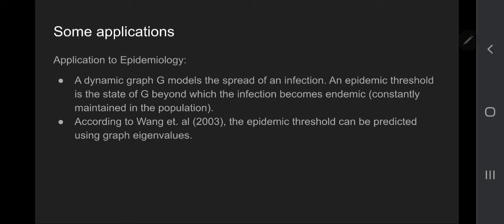In a very interesting paper in 2003, some researchers, Yong et al., showed that this epidemic threshold has something to do with the graph eigenvalues of the dynamic graph G, which was used to model the infection. So if you find the graph eigenvalues of G, then you can predict the epidemic threshold. And in particular, I think the epidemic threshold is less than the maximum eigenvalue of the graph.